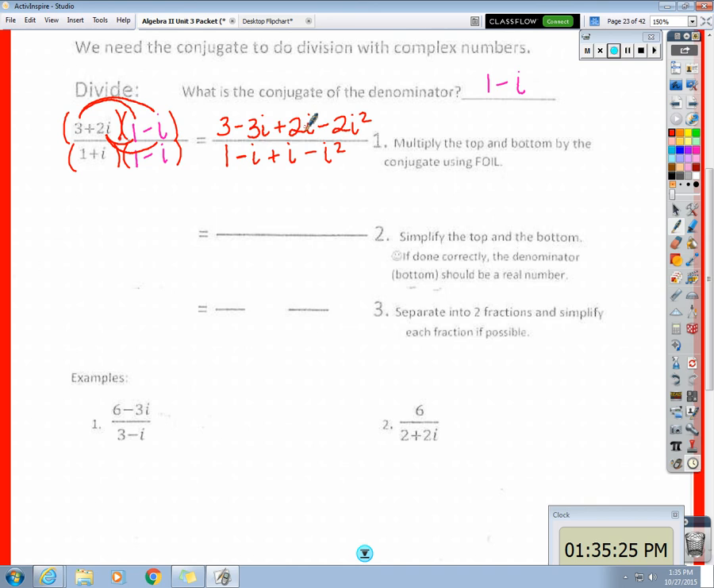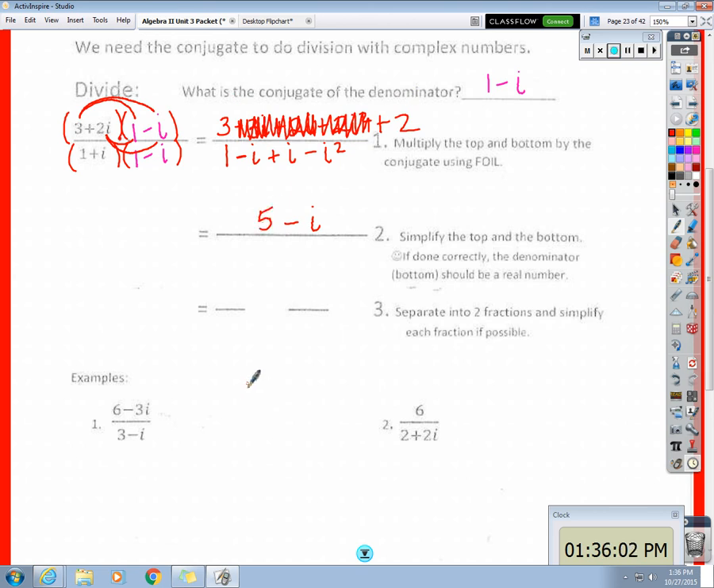Negative 3i plus 2i is negative i. And you can write a 1, but you don't have to. Okay, so now I'm going to cross that out. That way I know I've used it and it became that negative i. What else can be done in the numerator? Right, this negative 2i squared becomes a positive 2 because i squared is negative 1 and you multiply that by negative 2, you get a positive 2. And so now we have 3 plus 2, which is 5.